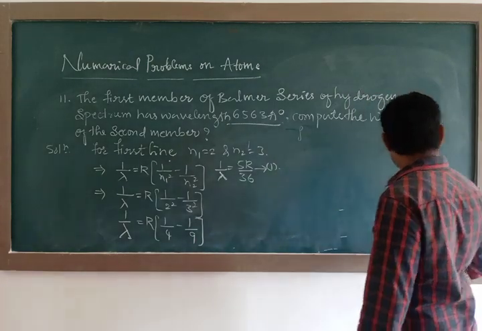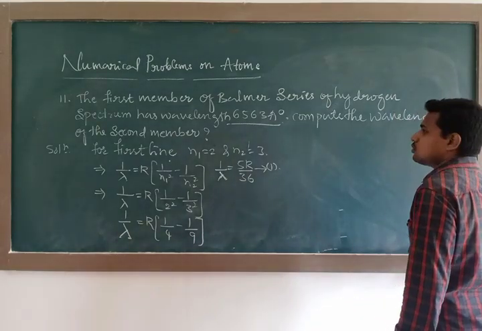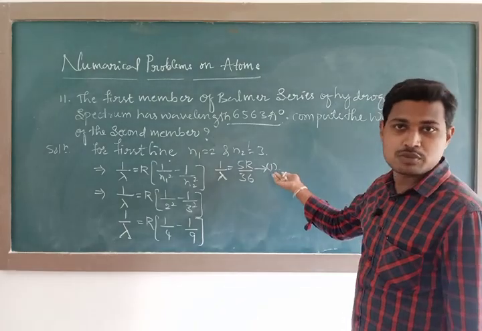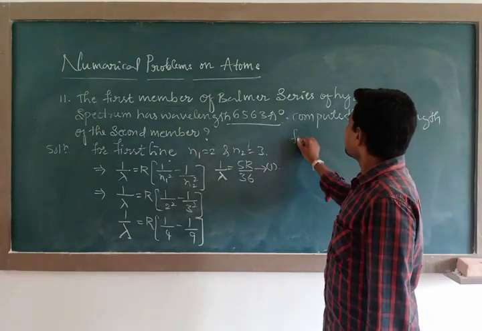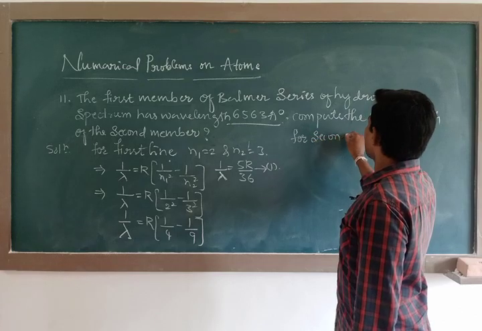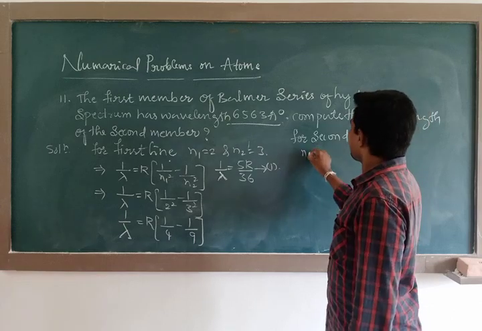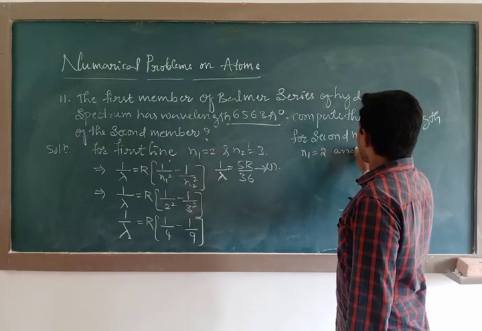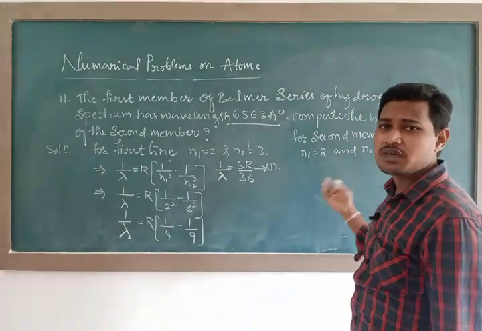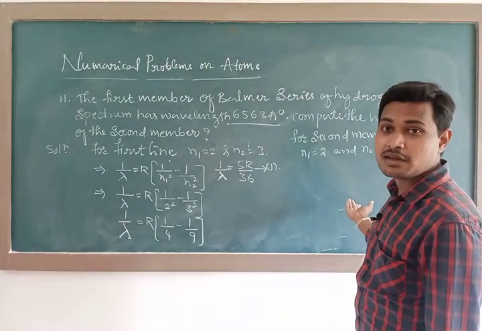these types of problems are important. Many times I told you, in examination, it is very simple to solve these types of numericals. If they ask for 5 marks, they are asking these numericals for 5 marks. For second member, N1 is equal to 2 and N2 is equal to 4. We also call it, more specifically, the H beta spectral line.